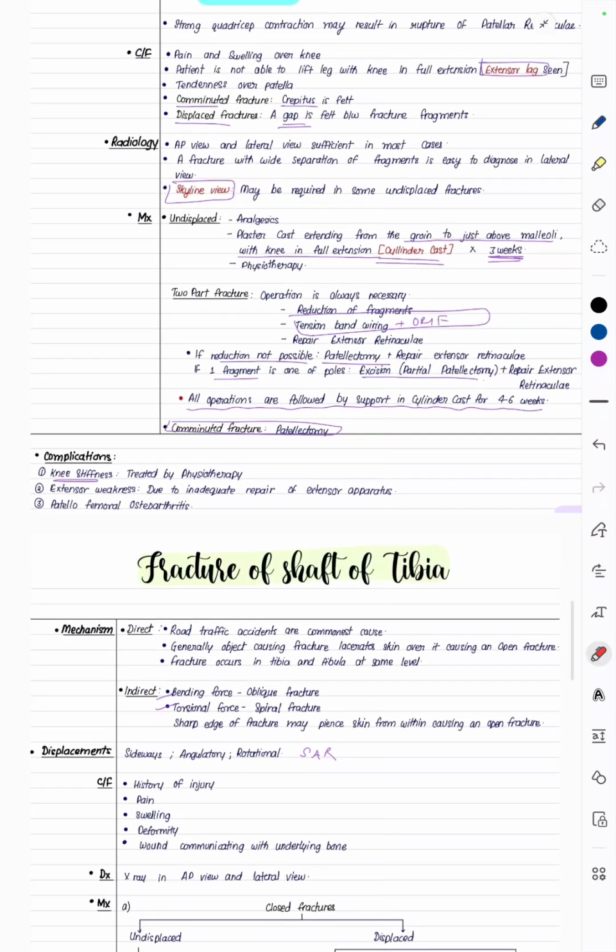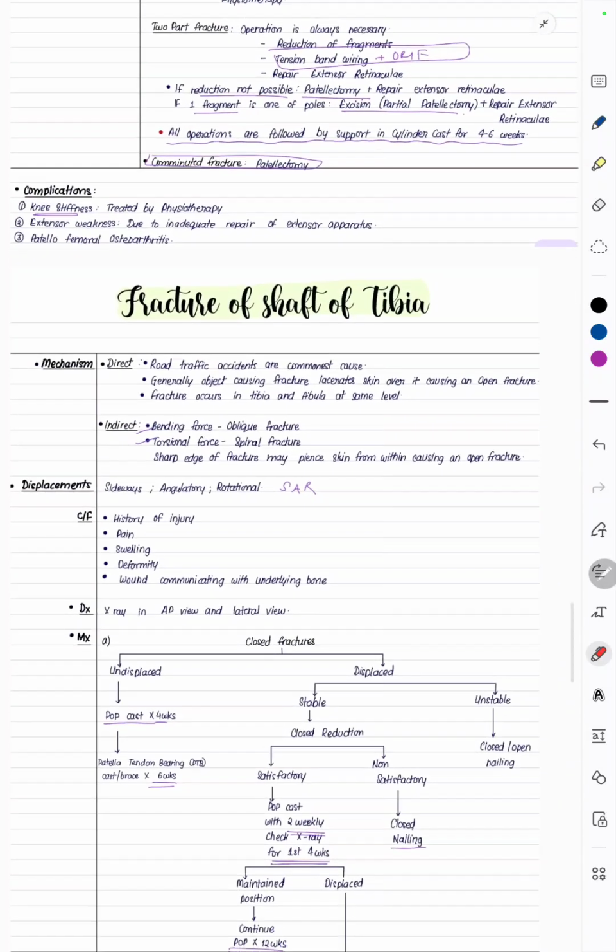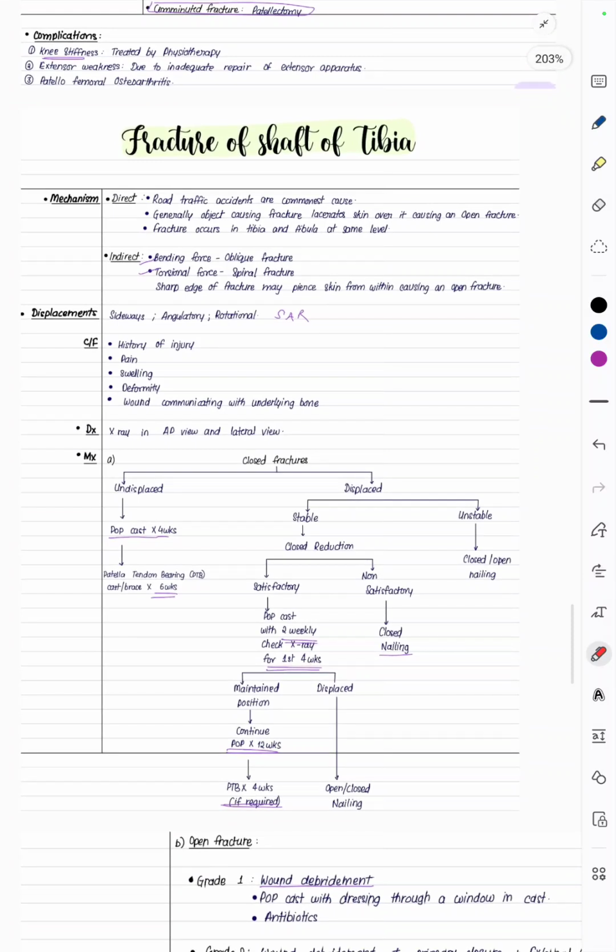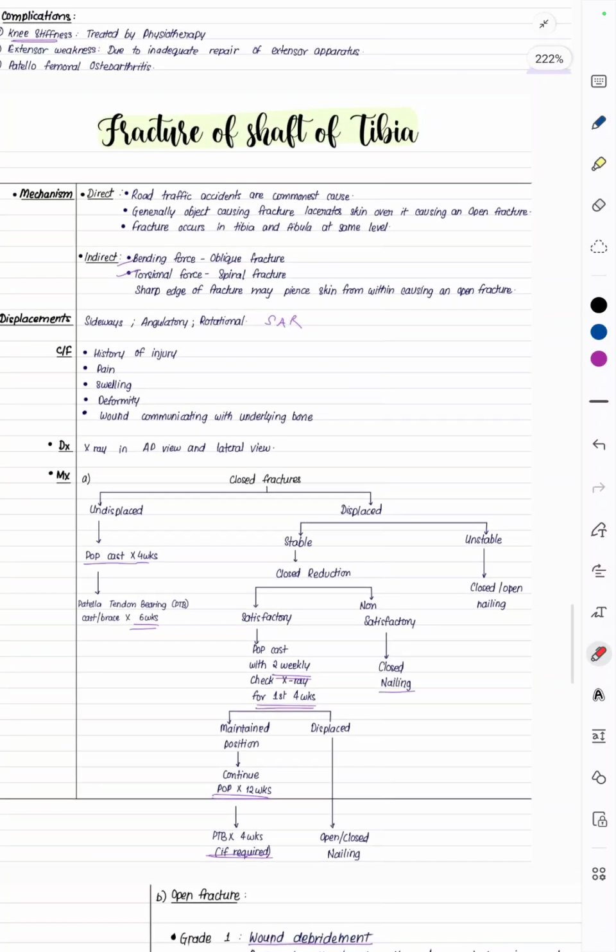Then the complications: knee stiffness is the most common complication, for which physiotherapy is needed. Extensor weakness is also present. Next is the fracture of the shaft of tibia. Again, the mechanisms are direct and indirect. Direct: a road traffic accident leads to a blow to the tibia. Generally the object causing the fracture lacerates the skin over it, and most of the time this fracture of the shaft of tibia is an open fracture.